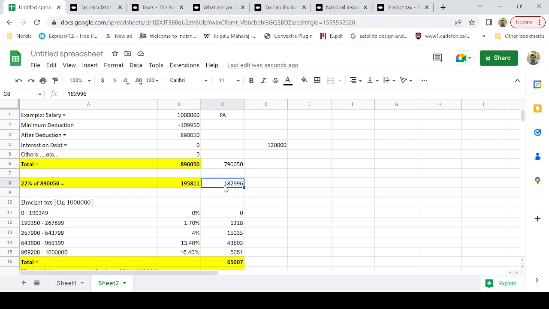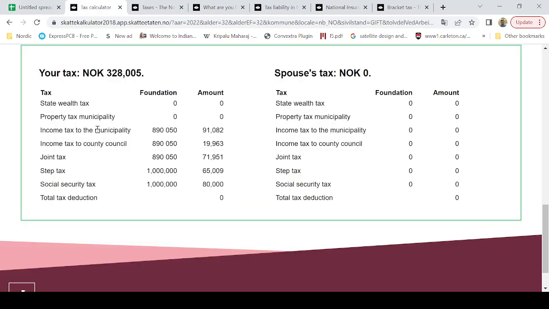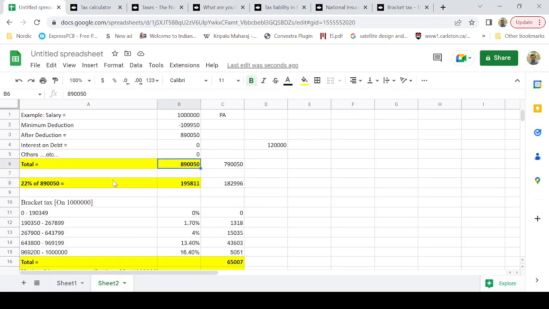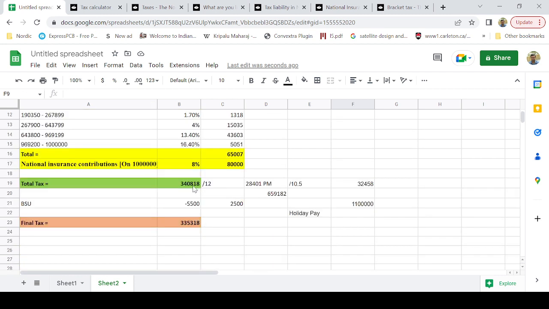So basically this difference is because this varies from municipality to municipality, or sometimes the county council also. So there are some differences, like if you are staying in Oslo, in Stavanger, in Trondheim, in Bergen, this will keep on changing. But you just remember this 22% of whatever you are earning, it will be somewhere near to that. So this is how it's actually calculated. So you can just simply follow this step. You can put your values here and you can get whatever tax you have to pay in 10.5 months.